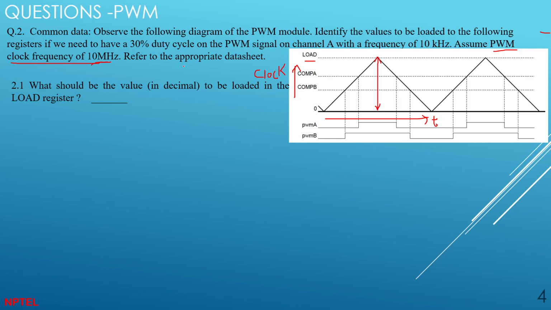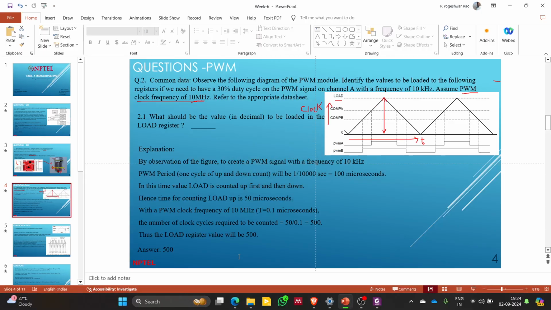Can anybody tell me why it is lower than the microcontroller clock frequency? You can type it in the chat box. Question: why is the microcontroller frequency higher and the PWM frequency downgraded?